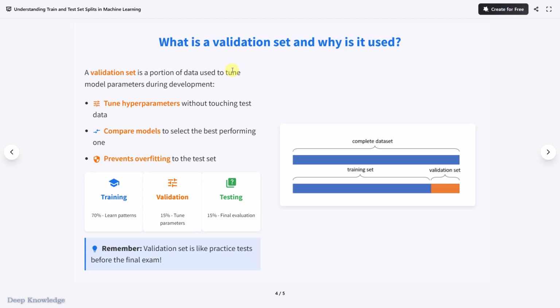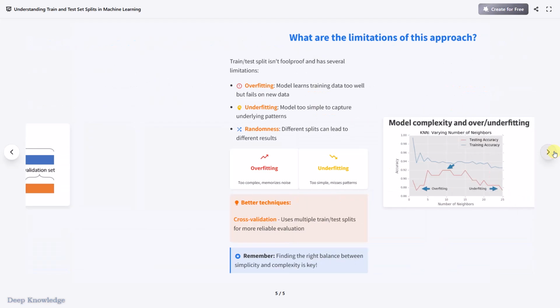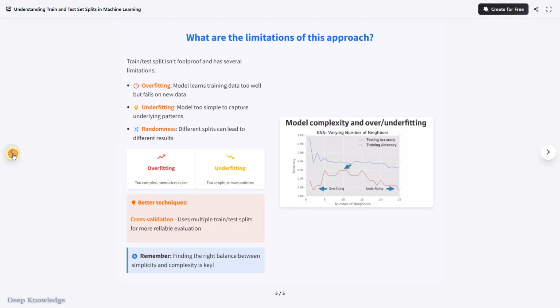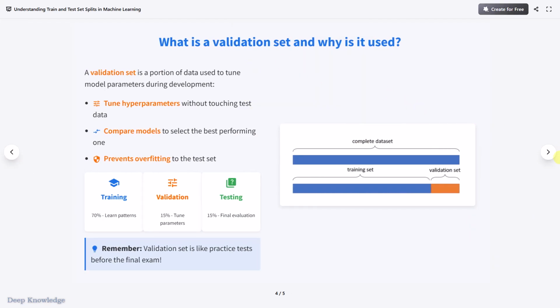But remember, the validation set is like a practice test before the final exam. Just keep it simple. Sometimes you're studying for a test and you have a set of previous years' exams, and you try to prepare, study, and test yourself before the final exam. And this validation set is really important for deep learning.